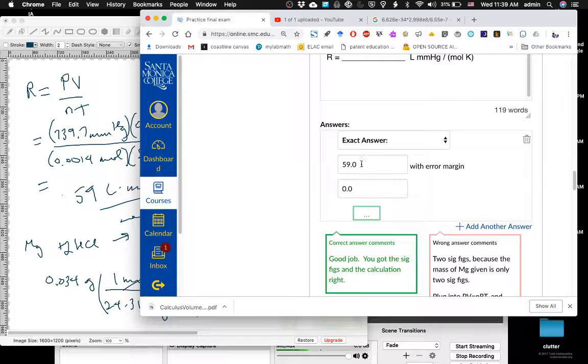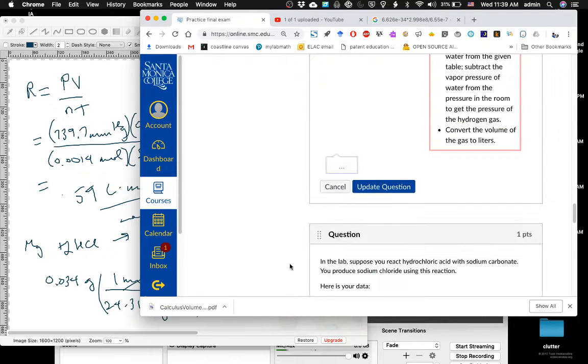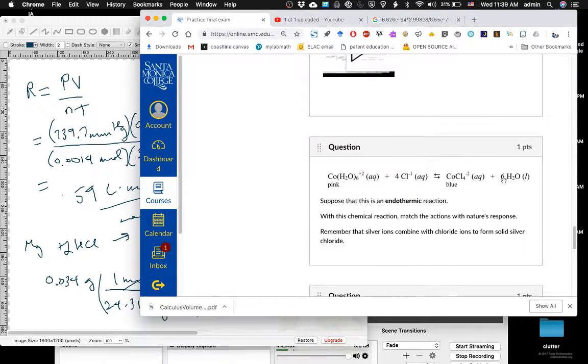Answer 59. See, it's supposed to be just 59, but Canvas puts a 0 there because it doesn't know how to do sig figs. But the answer is 59.